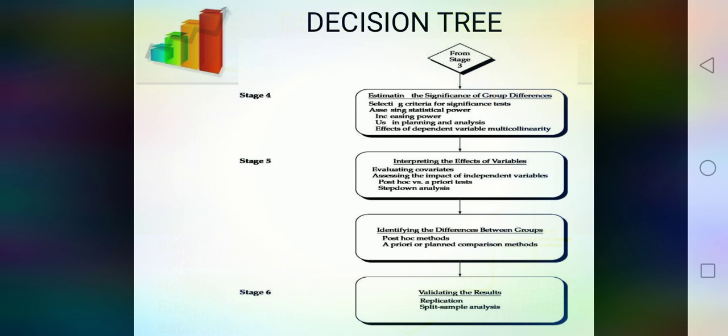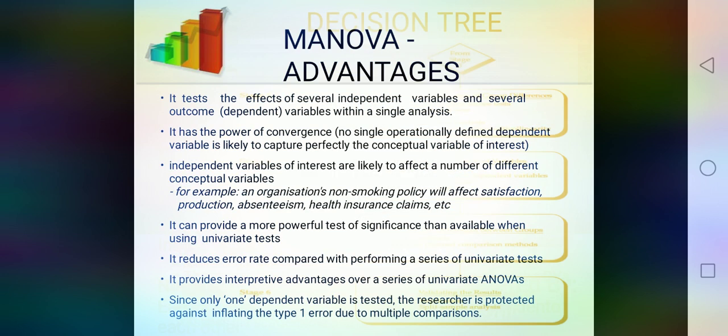What is stage 4? Estimating the significance of group differences. We have to calculate the group differences. In stage 5, we have to interpret the effects of variables by evaluating covariates or assessing the impact of the independent variable. In stage 6, we have to validate the result. Here is the last step, and we have to validate the result. These 6 stages are followed when we solve a problem.